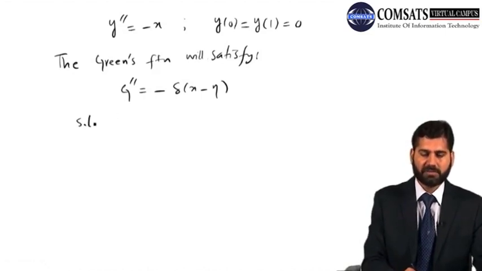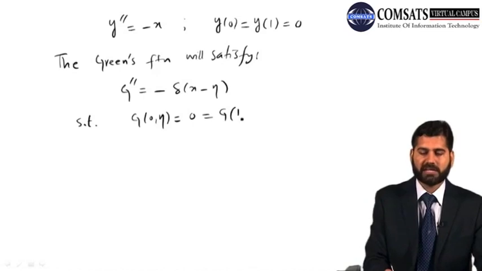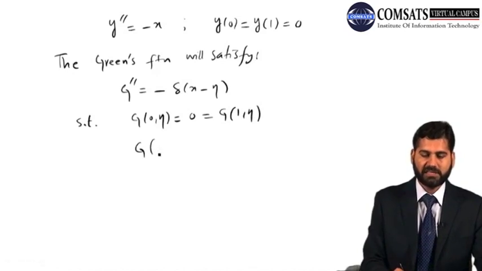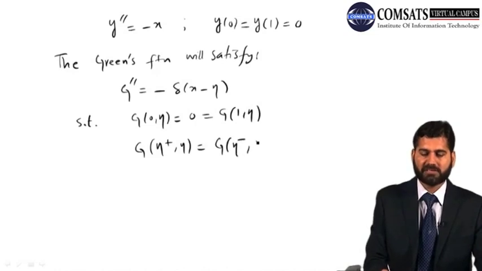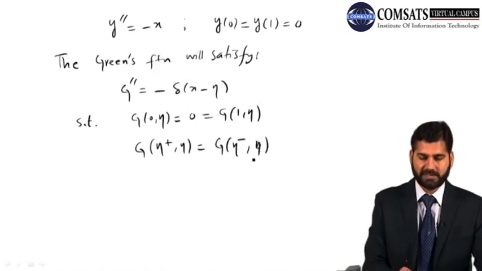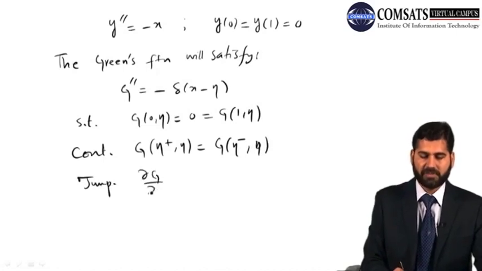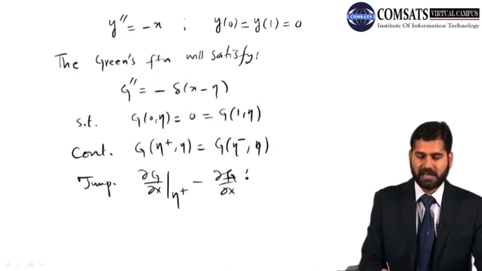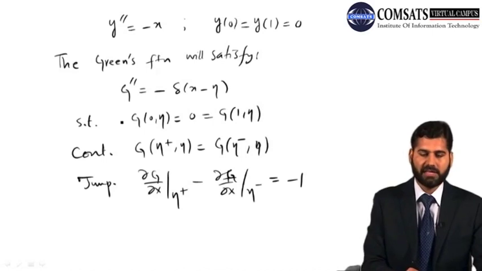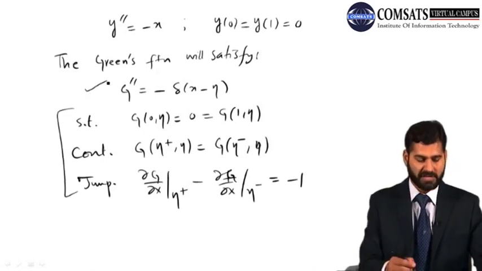Alright, subject to the boundary conditions that G(0, eta) is equal to 0 and G(1, eta) is also equal to 0. Continuity, that G as x goes to eta plus and G as x goes to eta minus should be the same. Right, this is a continuity condition, and then there is a jump condition that partial G by partial x at eta plus minus partial G by partial x at eta minus should be equal to -1. So again, these are the conditions which this Green's function will satisfy.